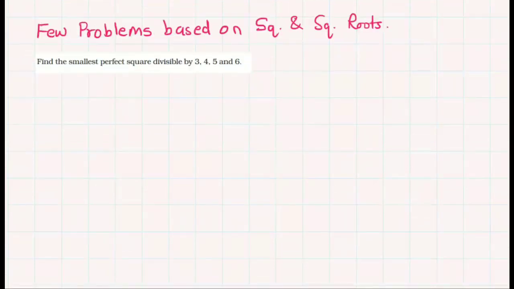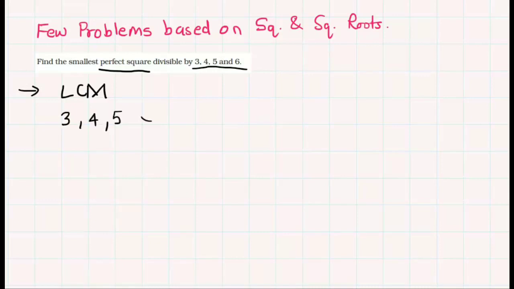Now let's see this problem here. Find the smallest perfect square divisible by all these numbers. So when I say any number that is divisible by given numbers, don't think of a perfect square right now. What do you think of? Yes, we think of this. What is this? LCM.